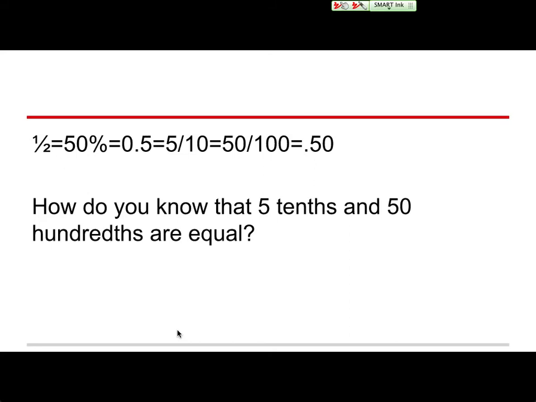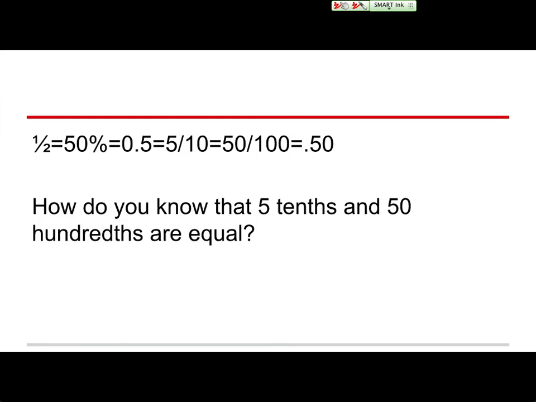Okay, so we said that 1/2 is equal to 50%, which is equal to 0.5, or 5/10, which is equal to 50 out of 100, which is equal to 0.50 or 50 hundredths. How do we know that 5/10 and 50 hundredths are equal? How do you know that they're the exact same size? Jillian? Because the tenths are like the hundredths, when they're like 50 and 0.5, and they have 0 added to it, and it becomes like a 0 there.